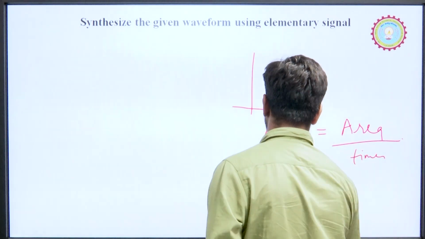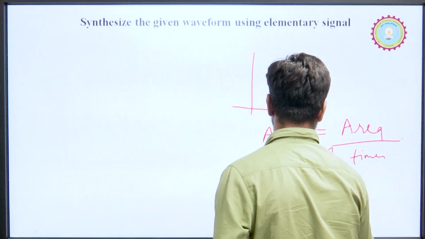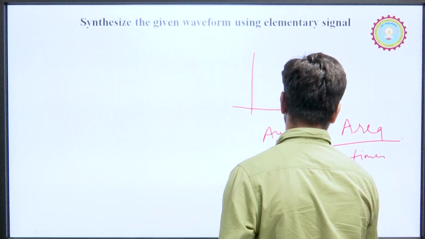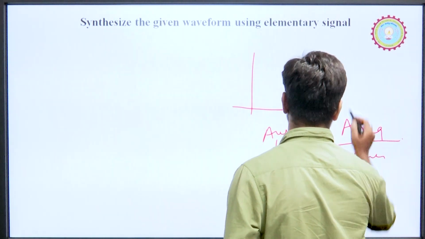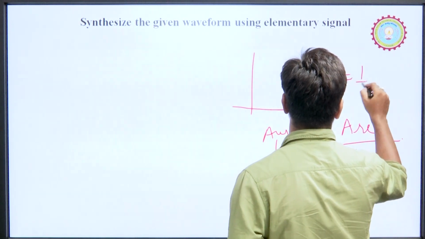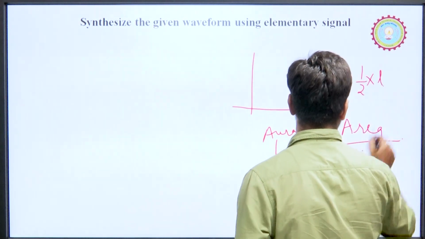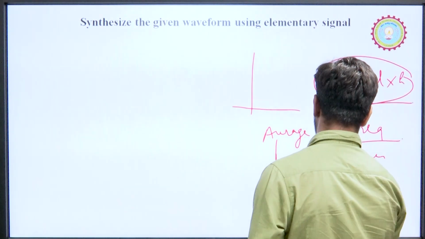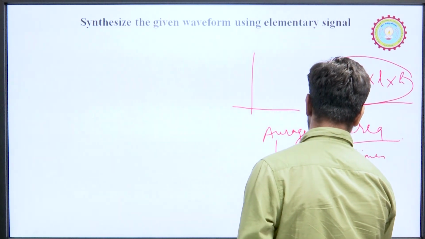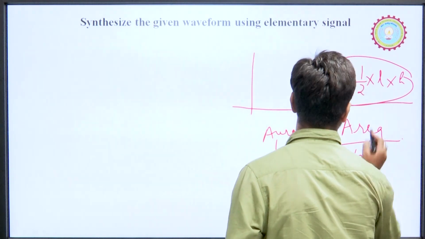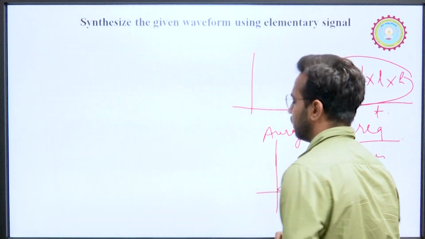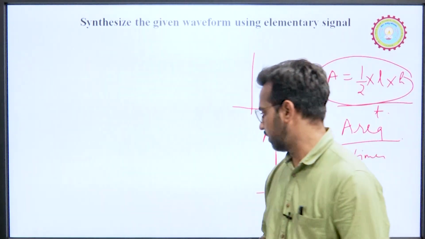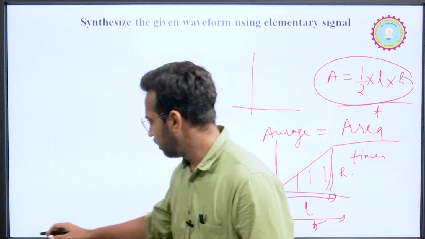Suppose there is some waveform like this and you are required to find the area. This is the length, this is the height, and area will be half into length into height. This is the area, and area upon time, suppose this is the time, we can write it as upon T, then we get the average. So, area upon time is basically the average. Okay. Now, next.